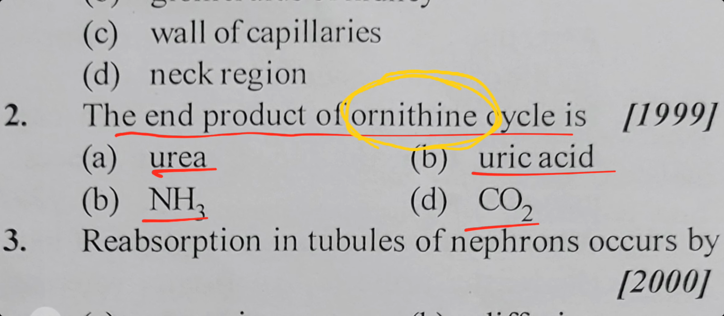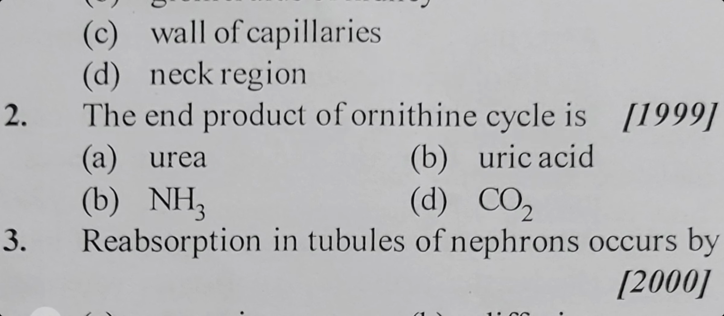So in this ornithine cycle, what happens? Ammonia, that is NH3, is converted into urea. Ammonia is highly toxic in nature, which gets converted into urea. So the end product of ornithine cycle is urea. Okay, so now we'll move to the next question.